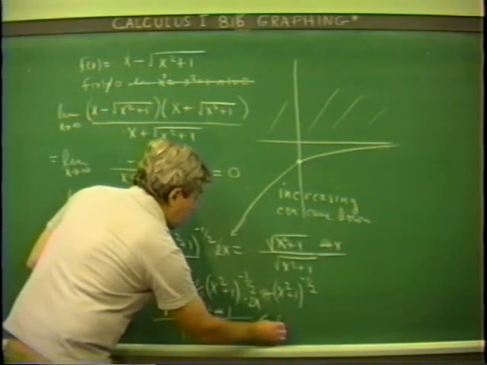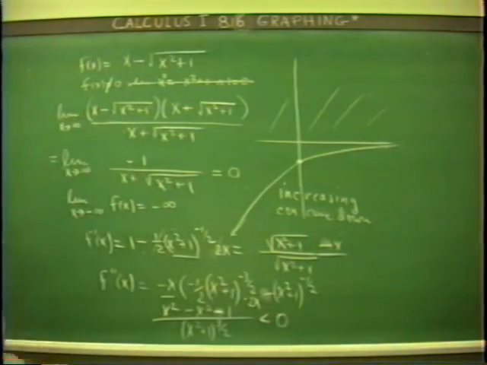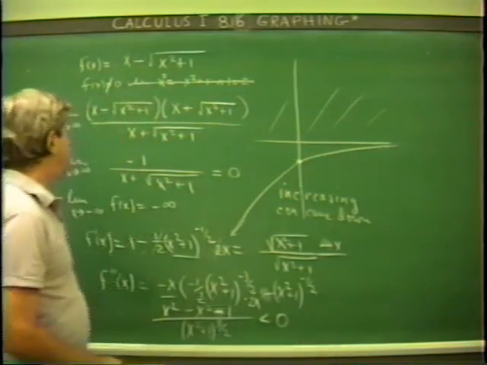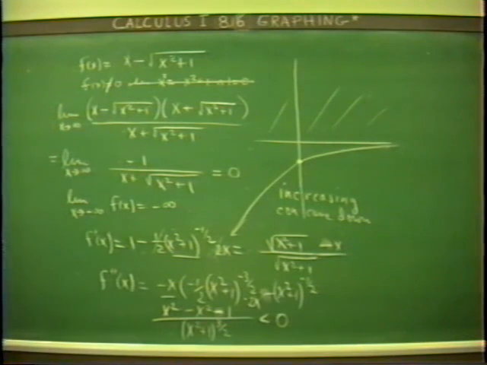The second derivative is always negative, and so consequently the function is always concave down. This is always less than 0. The function is concave down and increasing, and so the graph looks like so.